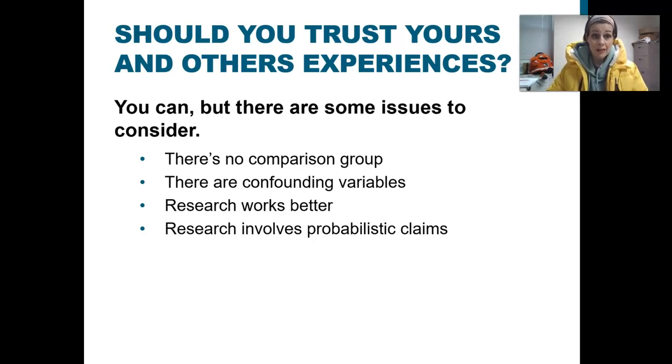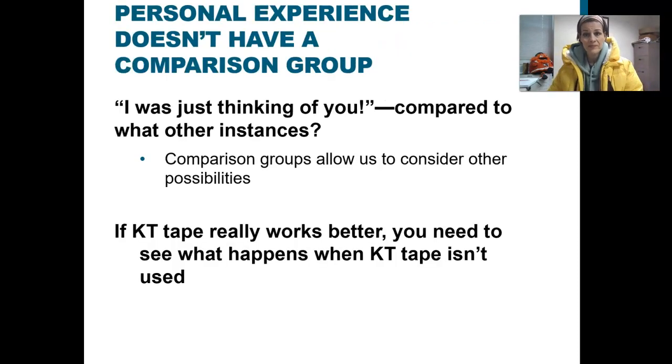Exceptions do not invalidate research. The fact that your grandma is 100 years old, eats a ribeye steak 3 times a day, and puffs on cigars like there's no tomorrow and has never gotten cancer doesn't invalidate the fact that those are clearly carcinogenic from the research. It makes room for exceptions by saying this accounts for most people, or some people, or people in general. So first of all, personal experience doesn't have a comparison group.